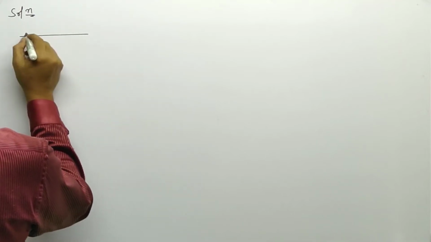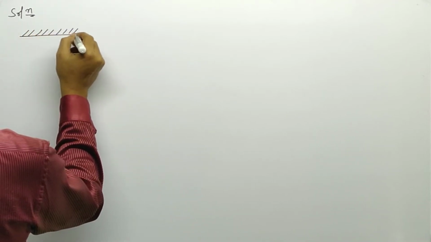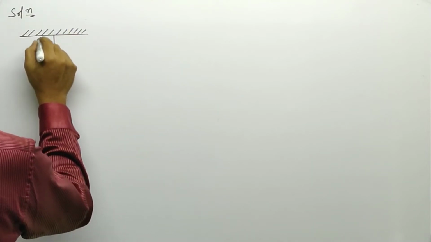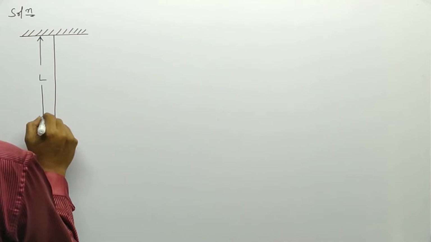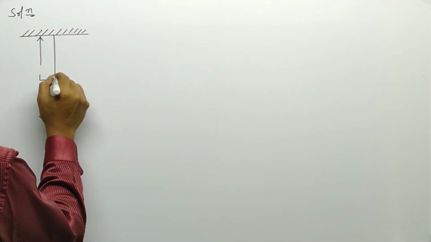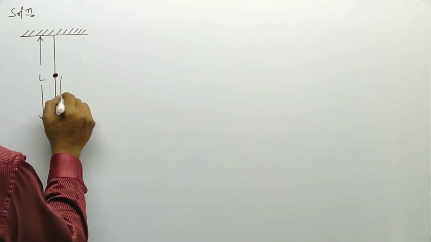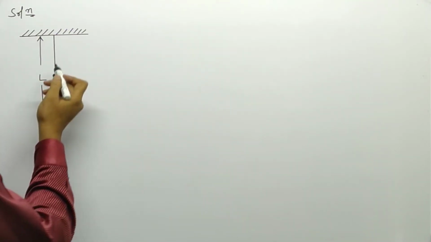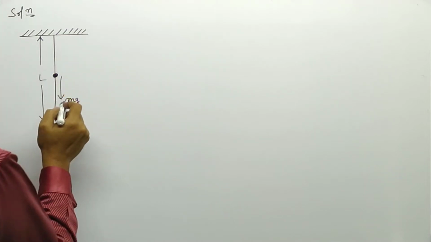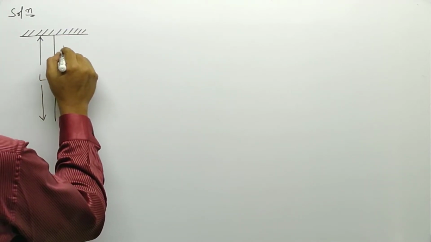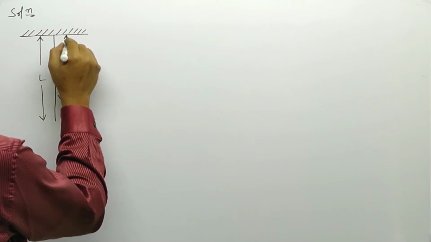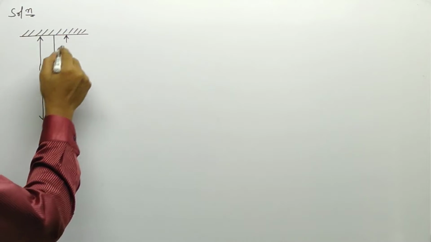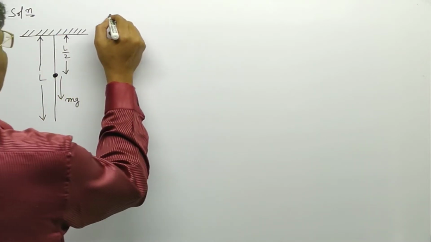When a wire or a cord of length L is suspended vertically, but there is no load attached to the wire, due to its own weight, if it extends, how much does it extend? That is the question. Let us assume that mg is the weight of this wire, and weight is always acting from the center of mass, so here in place of L, the effective length is L by 2 only.